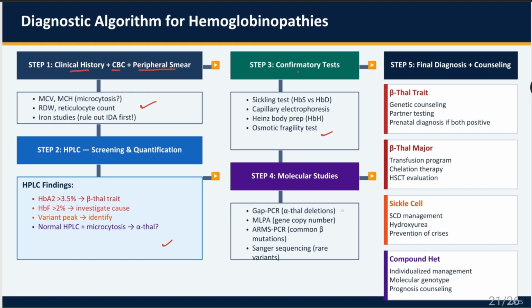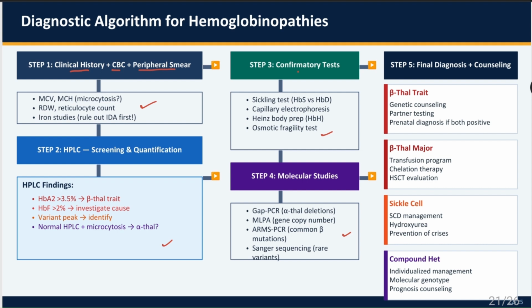If we are suspecting alpha thalassemia deletions, then we can go for gap PCR. If we want to check gene copy number, then we can do multiplex ligation-dependent probe amplification. If common beta mutations for beta thalassemia are suspected and we want to check them, then we can do ARMS PCR. And in some rare variants of hemoglobinopathies, we can also perform Sanger sequencing.